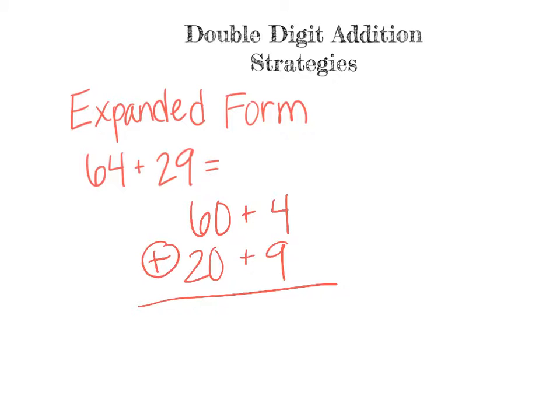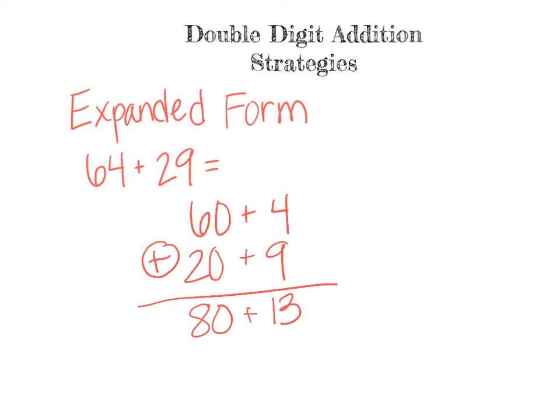Okay, so first thing I need to do is start with my ones, right? So I need to add 4 plus 9. And 4 plus 9 equals 13. Then I need to move to the tens, and I am adding 60 plus 20. So 60 plus 20 equals 80. So then I have 80 plus 13. So I can either break my 13 apart or I can add it just as it is on the bottom like that. But I'm going to break it apart.